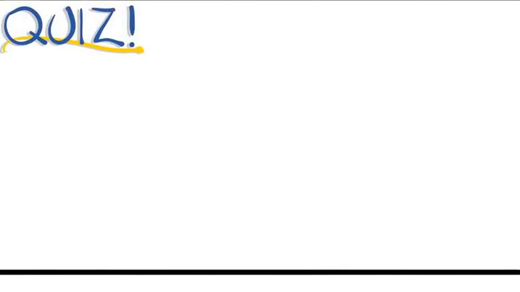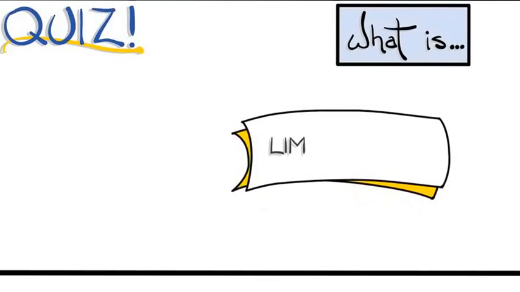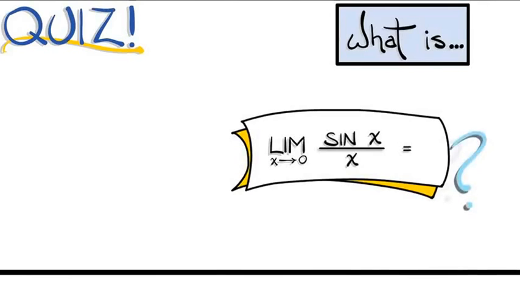Now, at this point, I think we're going to have a little quiz to test your knowledge of limits. What is the limit as x approaches 0 of sine of x over x? This is a quotient. Can we apply our quotient rule for limits? No, I'm afraid we cannot, because the denominator is going to 0, and so is the numerator. And 0 over 0 presents some difficulties.